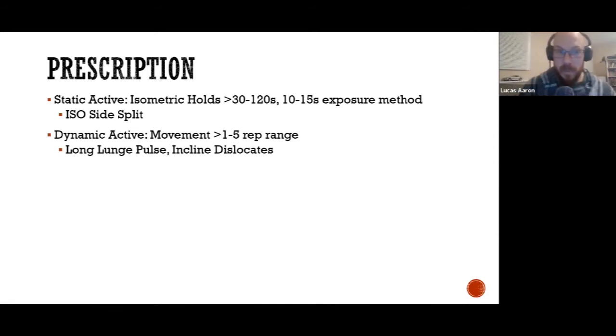So some examples of that. Now, long lunge is such a cool movement because we can make it static active or dynamic active, in that we are just doing a hold or we're doing a pulse. And we can do so with horse stance as well too.